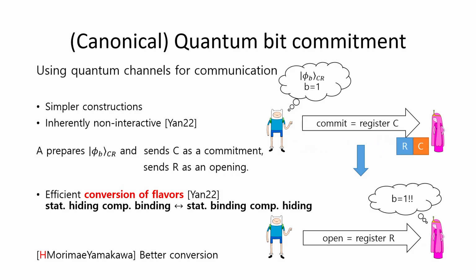And recently, Yan showed that there is an efficient conversion between the flavors. In the classical setting, it is technically possible but very complex to change statistical hiding, computational binding to statistical binding, computational hiding. But in the quantum setting, the conversion is much simpler, with a multiplicative overhead of lambda squared. And we show that they are essentially equivalent: just calling a single statistical hiding computational binding commitment can make a statistical binding computational hiding commitment.